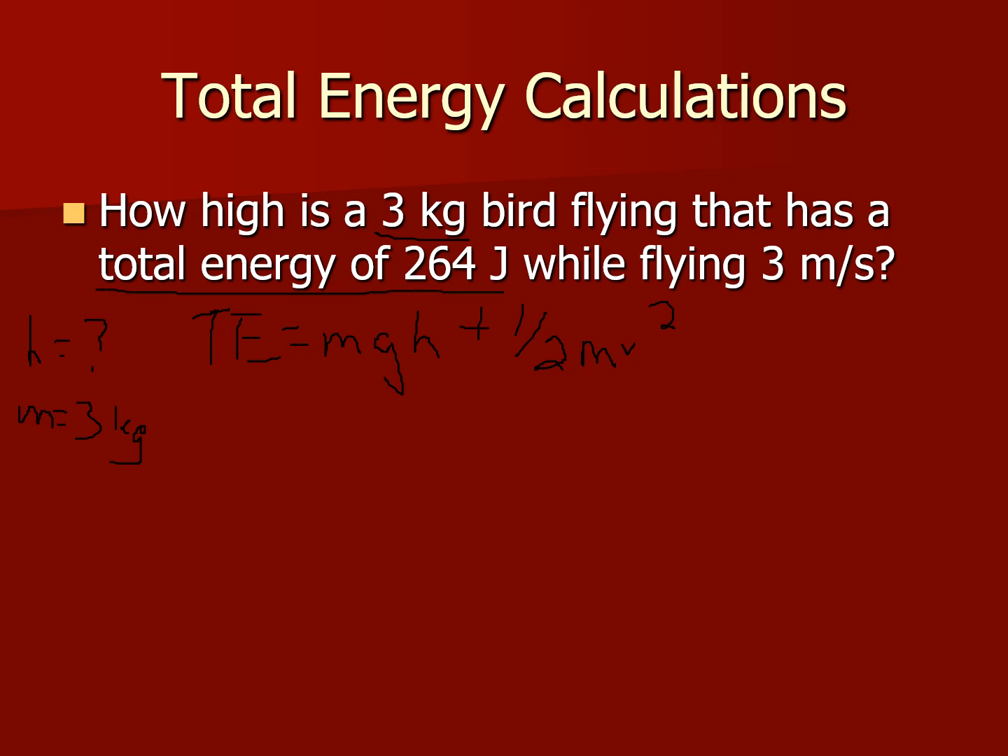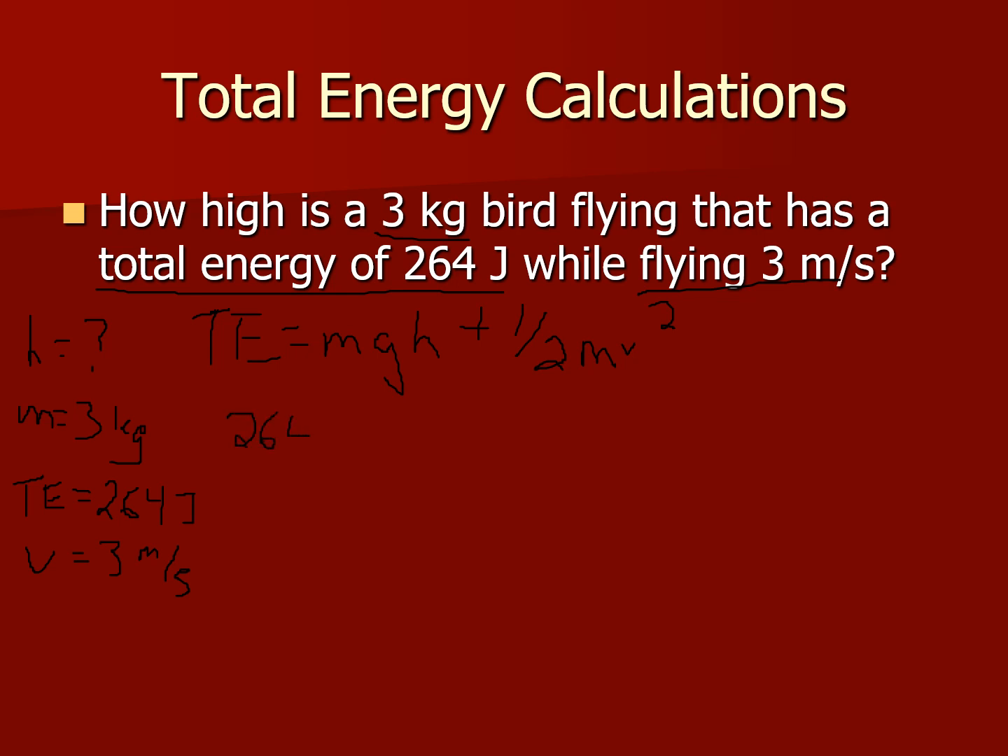Total energy. Okay, so unlike last time, if I'm saying total energy, we know it's the total energy. So I can just say the TE is 264. While flying 3 meters per second. Meters per second is a velocity. So, okay, I think I get the hang of this now. All you're going to do is plug these values into this equation and solve for your variable. It's a lot of math, but it's not that hard. So let's see how this goes.